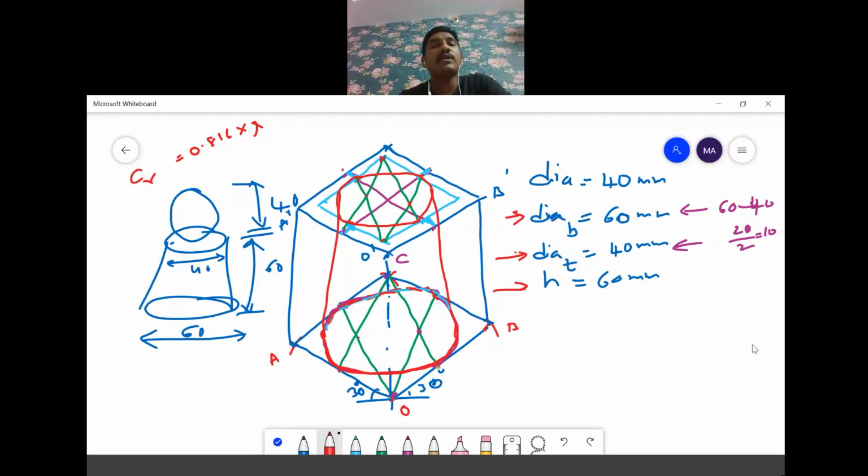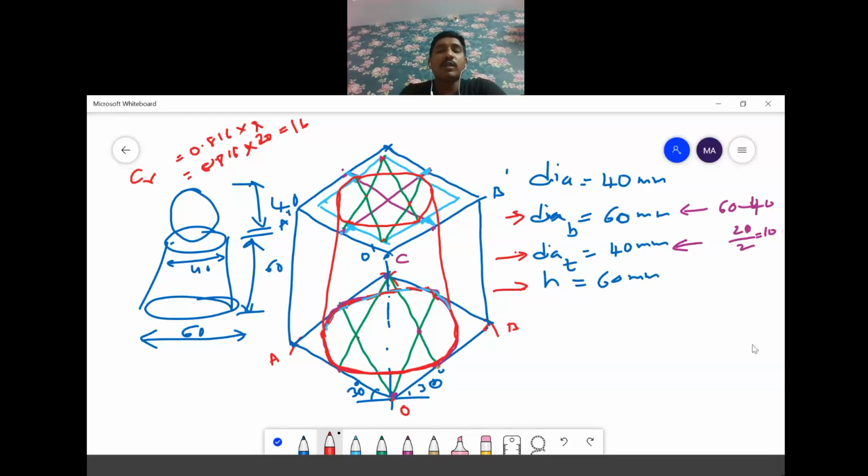What is the value here? 0.816 into the radius of the sphere, which is 20 mm. It will be around 16 mm. When you use a calculator, 0.816 into 20 will be around 16 mm. You'll get a value of around 16 mm.